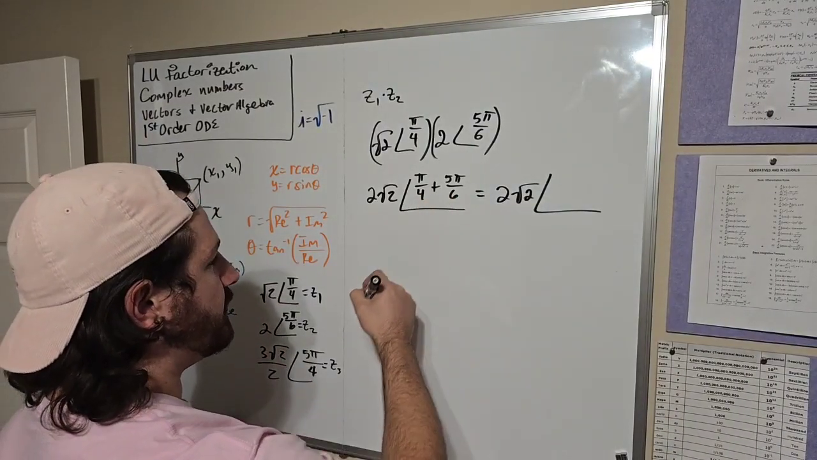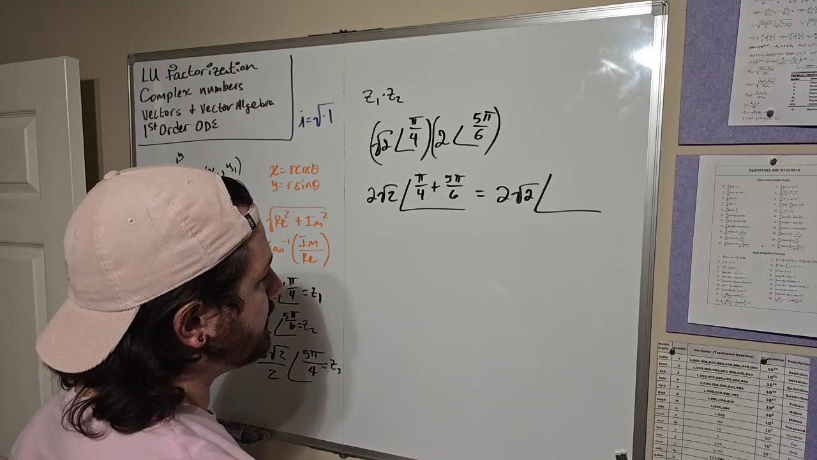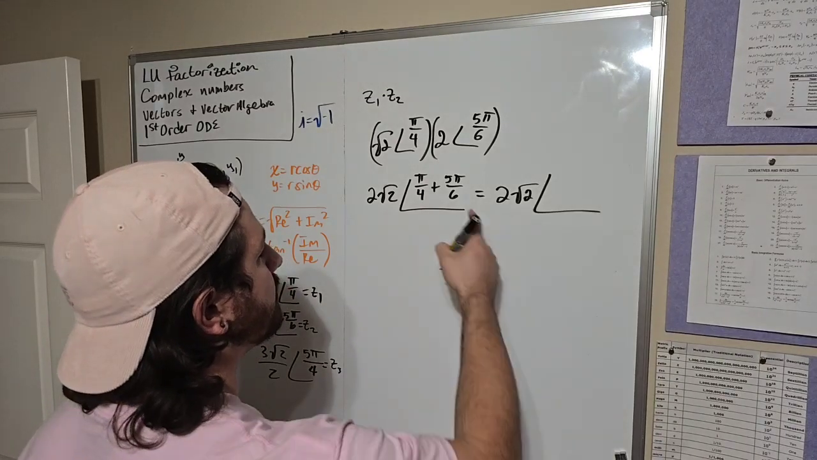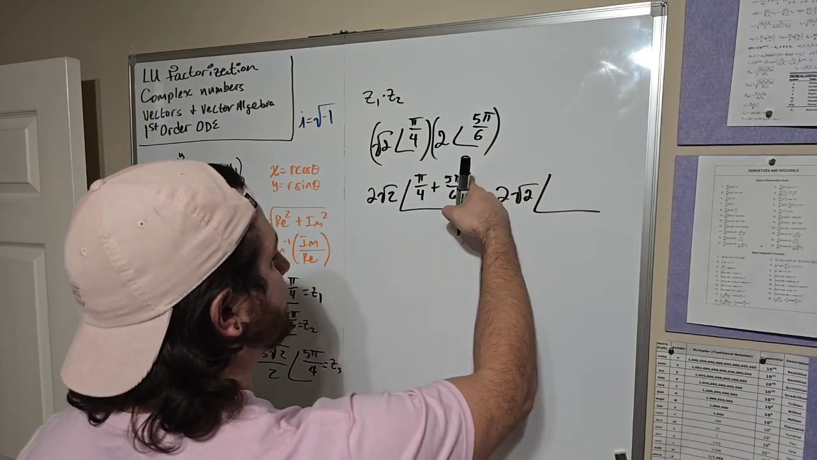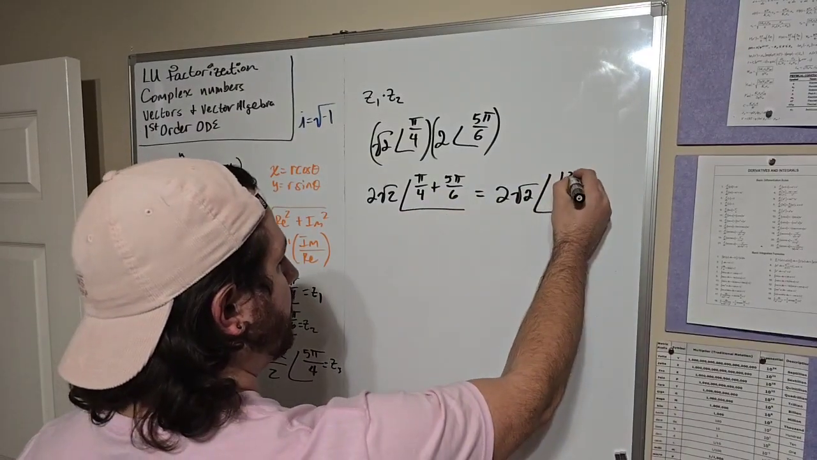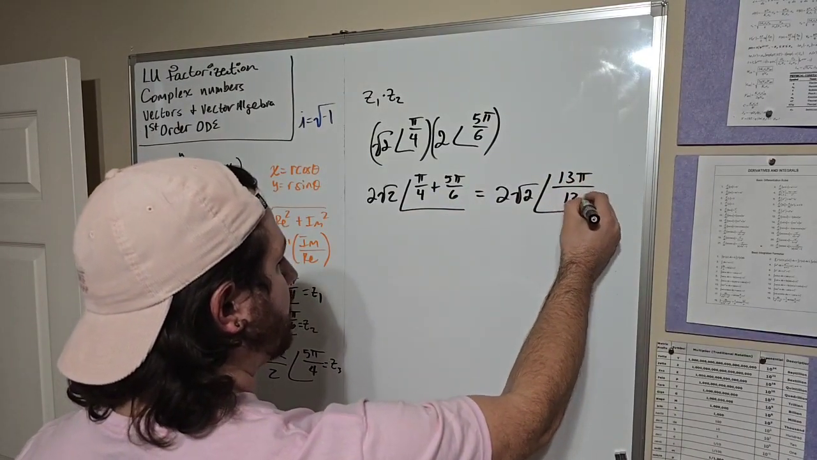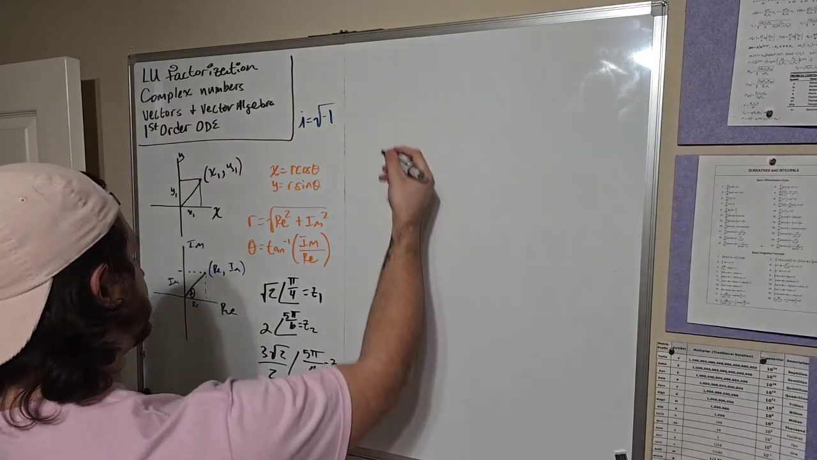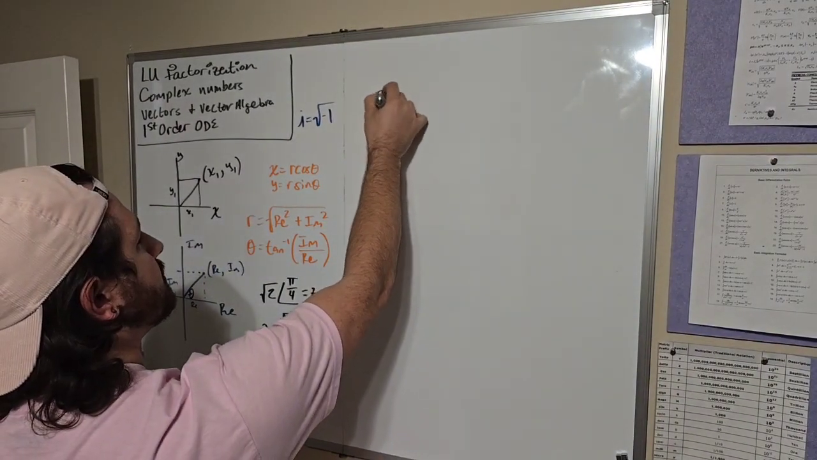The least common denominator of these two angles is going to be 12, so we can multiply this one by 3 and that one by 2. So we're going to get 10 pi over 12, and then 3 pi over 12, so we get 13 pi over 12. Z2 times Z3, let's do that.